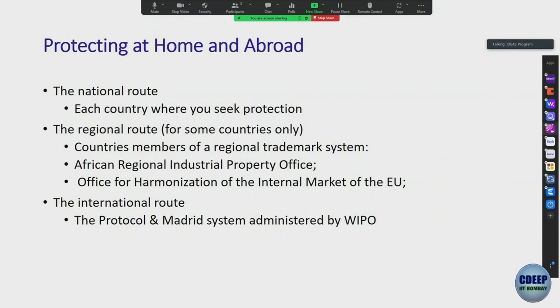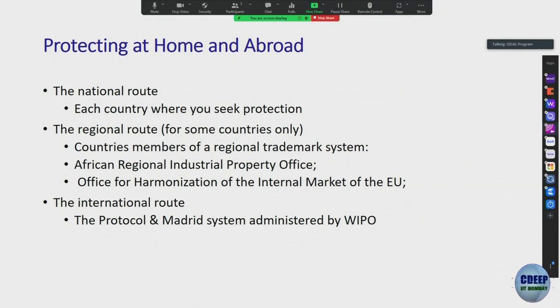How do you do it? First, obviously, there is a national route. In each country where you want to seek protection, you can file, go through a process and get it. Otherwise, there is a regional route. There are groups of countries that are members of a regional trademark system, like ARIPO, the African Regional Intellectual Property Organization. You register a trademark there, and the whole of Africa is covered. Or in the European Union, there is what is called OHIM, the Office for Harmonization in the Internal Market. If you register under OHIM, your trademark is registered across the whole of Europe.